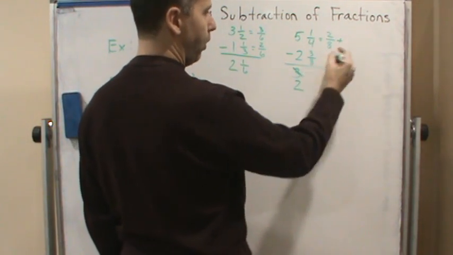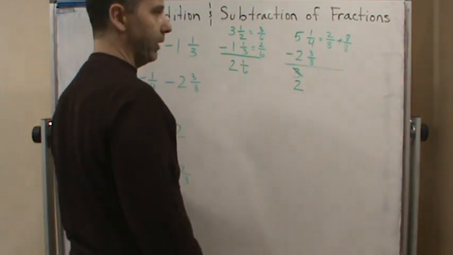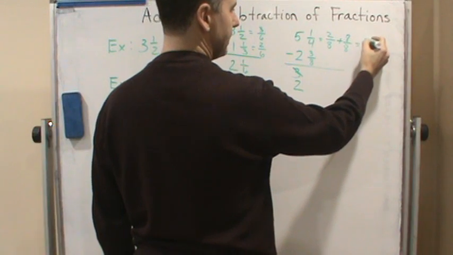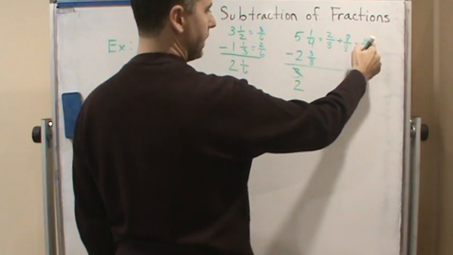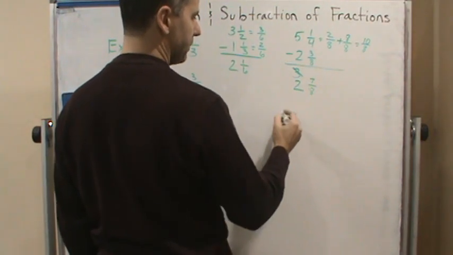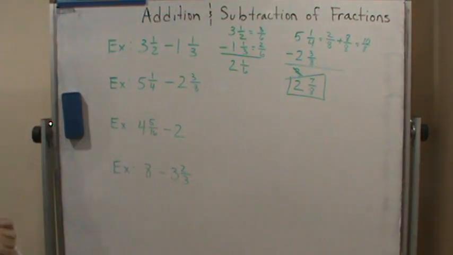So how am I going to add 1? I'm going to add it as a fractional 1 of 8/8. And so this is going to equal what? 10/8. So now I can do 10 minus 3, which gives me 7/8. So the answer is 2 7/8. Okay?